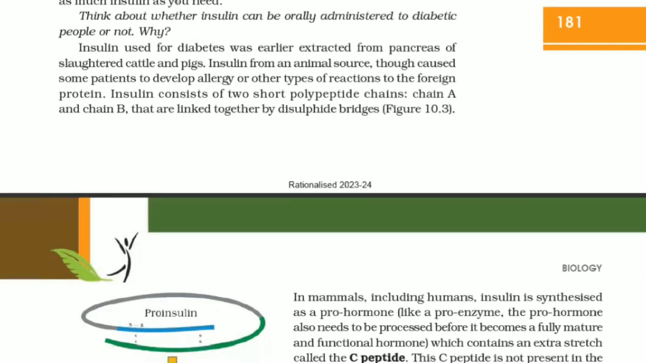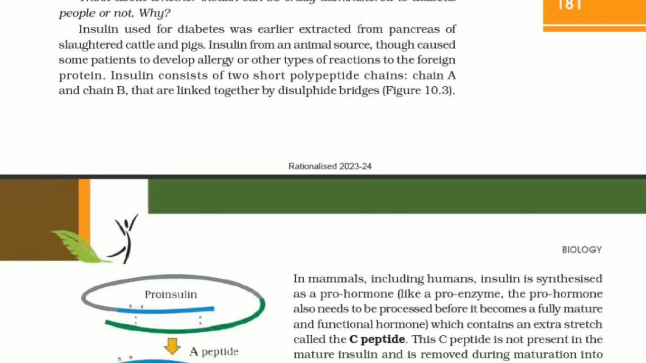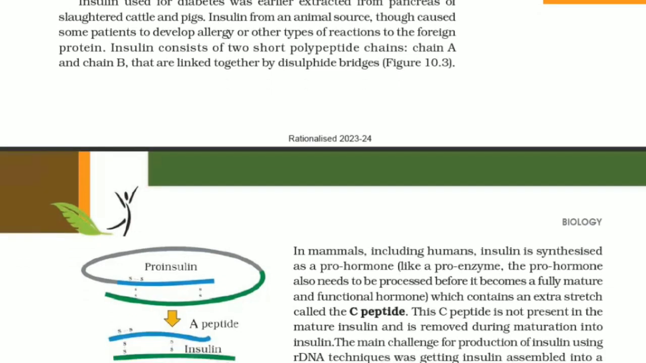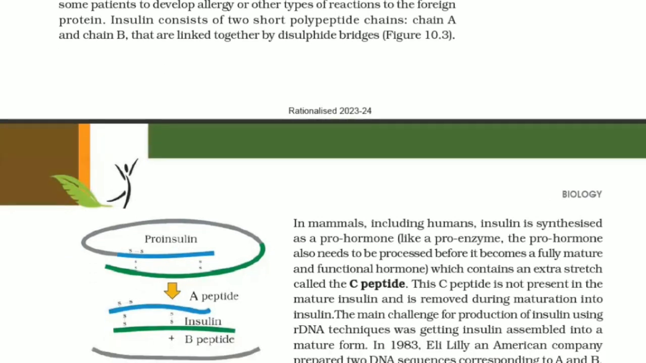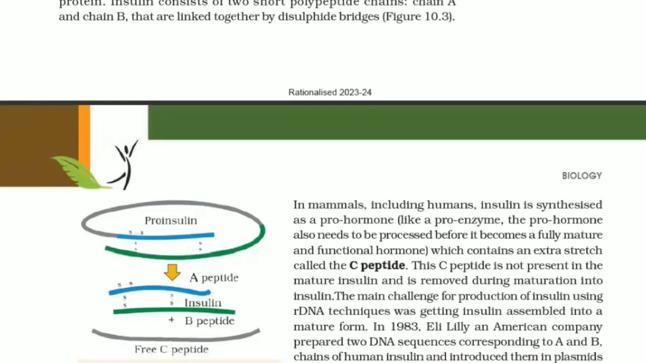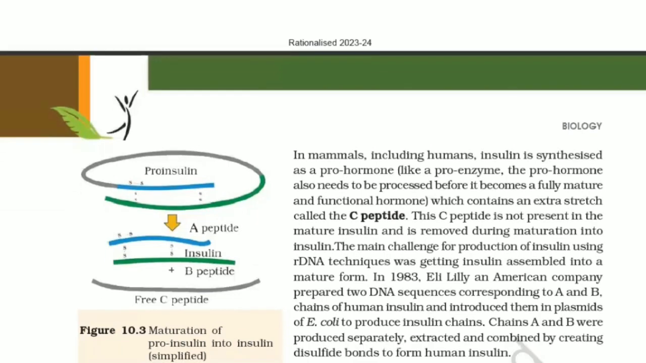Why? Insulin used for diabetes was earlier extracted from pancreas of slaughtered cattle and pigs. Insulin from an animal source, though, caused some patients to develop allergy or other types of reaction to the foreign protein. Insulin consists of two short polypeptide chains, chain A and chain B, that are linked together by disulfide bridges, as shown in figure 10.3.